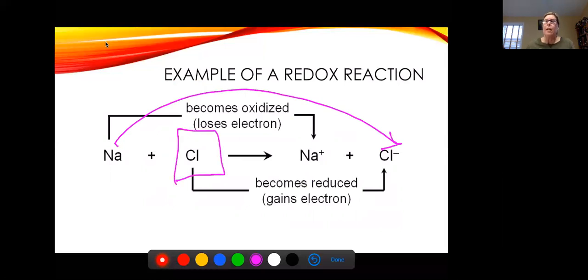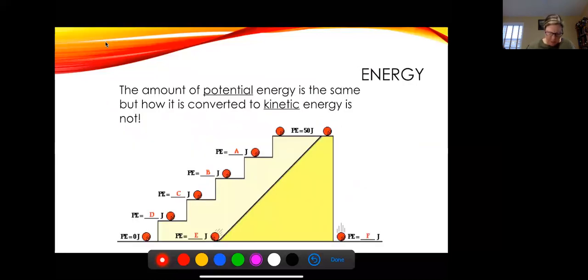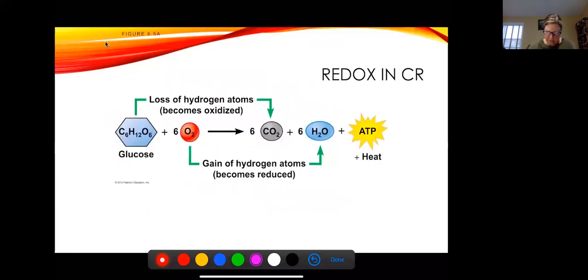If you look at chlorine, chlorine is a halogen. It is one column away from being a noble gas, so it just needs one electron to meet octet. So it will happily take that one electron. And so sodium, because it's being oxidized, and remember, OIL, oxidation is lost, so sodium is becoming oxidized. RIG, chlorine is gaining.